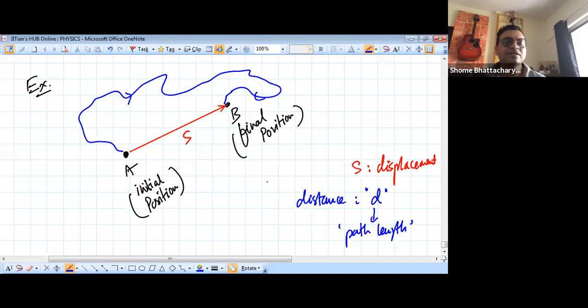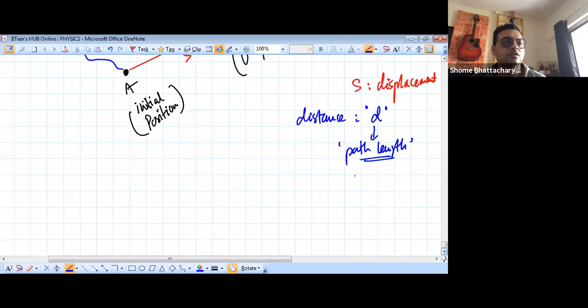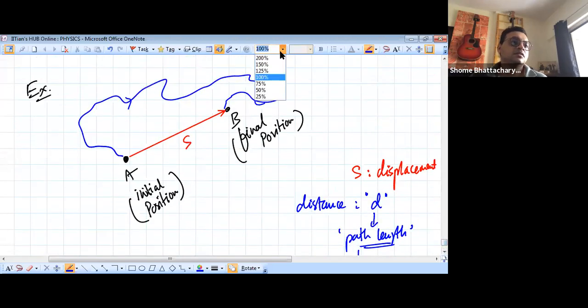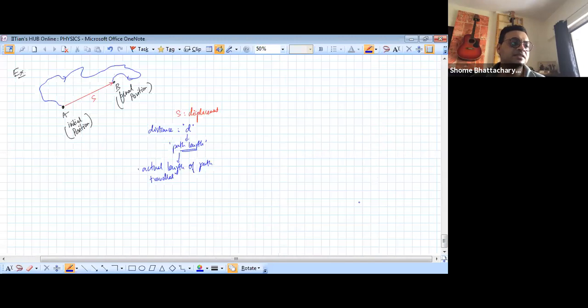Okay, so to calculate the distance traveled, what I will have to do is I will have to measure this path length. So this path length is the actual length of the path traveled by the body from A to B. So you can see that distance and displacement are different. And in a certain situation, distance might be equal to displacement. If the actual path traveled was this straight line, then my distance and displacement would be the same. But if the actual path traveled is something else, then obviously distance will become more than displacement.